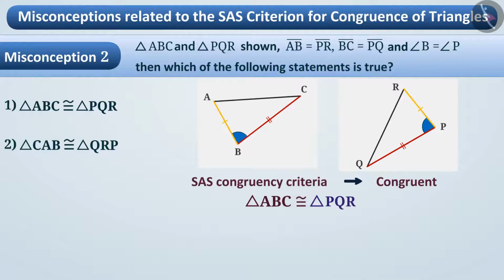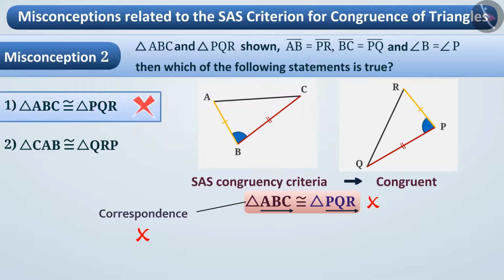Children find it easy to write the name of the triangle in the alphabetical order of the letters of English. So they show the congruency of these two triangles by writing triangle ABC is congruent to triangle PQR in this way. But this is a wrong answer. Here the children have not taken care of the correspondence. Hence, option 1 is the wrong answer.